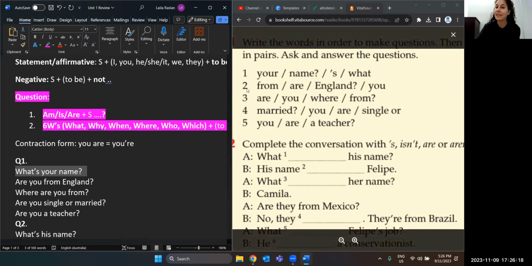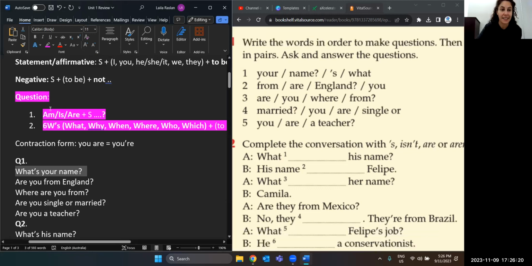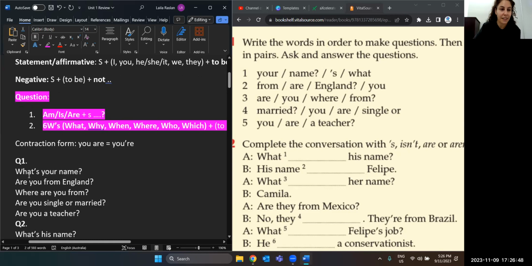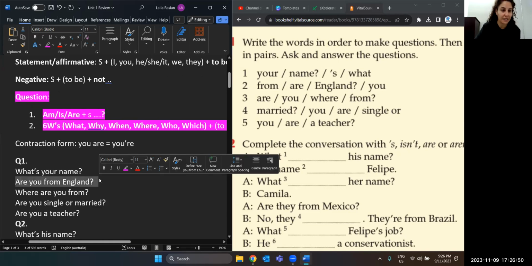Okay, number 2. It looks like it starts with the verb to be. Are you from England? Yeah, perfect. And if you notice, all these questions are about your name, your location, if you're married or not, your job. So really, the important part to see is that we have the verb to be, am, is, are in the present, because we're asking now. Yeah, so are you from England?